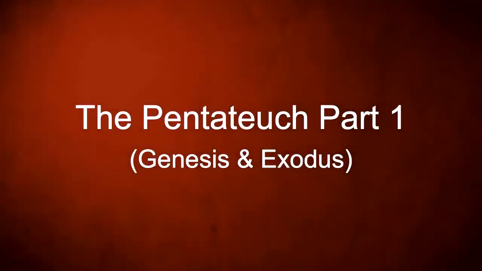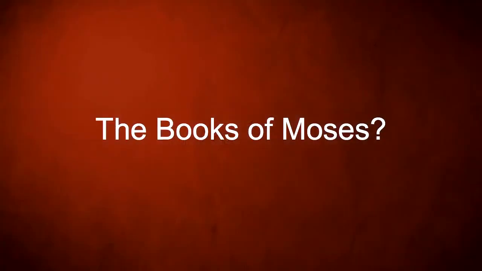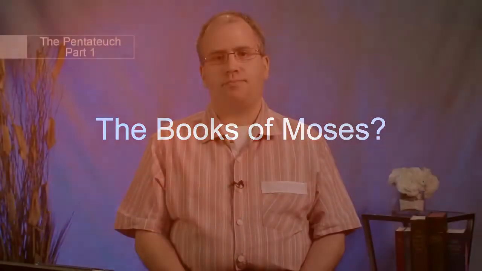Hi, in this video we're going to be talking about the first of the three major divisions in the Old Testament, and we're going to be talking about the Pentateuch, or the first 5 books. The first 5 books of the Old Testament are called the Pentateuch, which simply means five books, or sometimes they're called the books of Moses, because Moses is a major character throughout at least 4 of these 5 books.